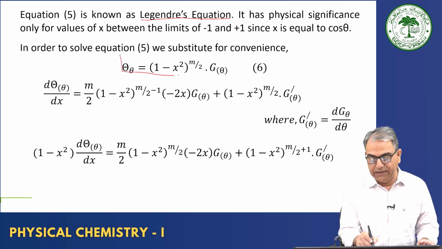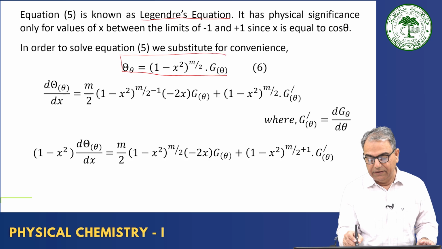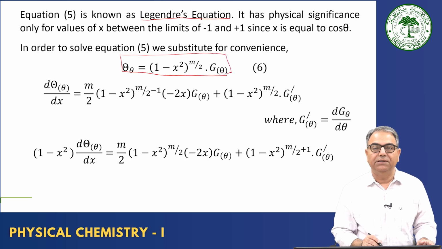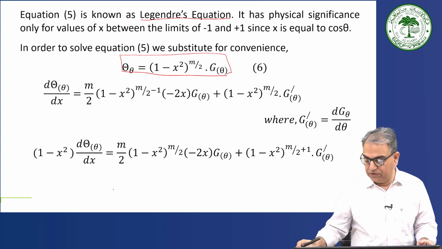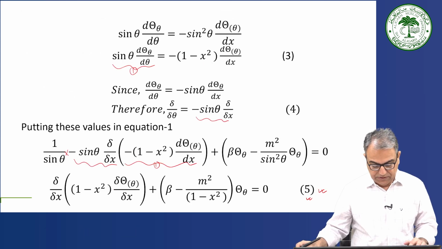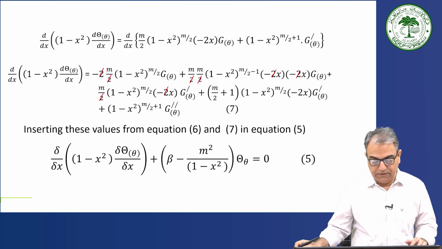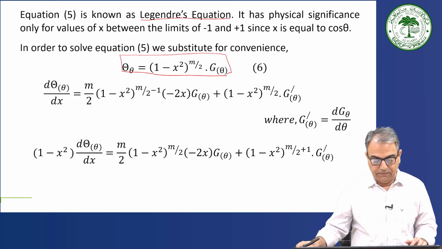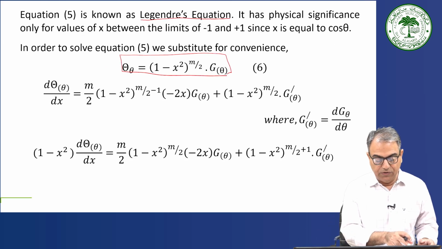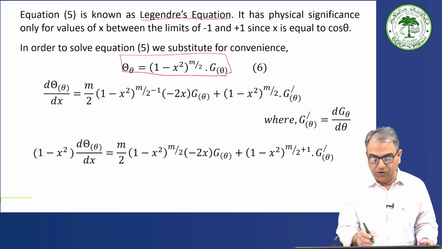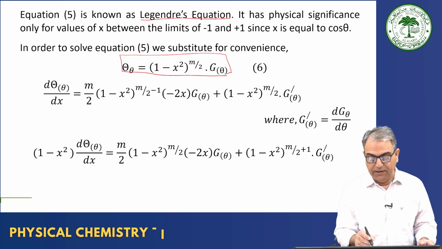It comes from nowhere. Just people have done it earlier, so we are doing it again. Arbitrarily, we have taken a function and we substitute this arbitrarily taken function into equation number 5. So equation number 5 was this one. So this becomes equal to dΘ/dx. If you take this function, then you can take the differential of this function, and this will be m divided by 2 times (1 minus x square) to the power m divided by 2 minus 1, obviously, and then minus 2x G(θ).